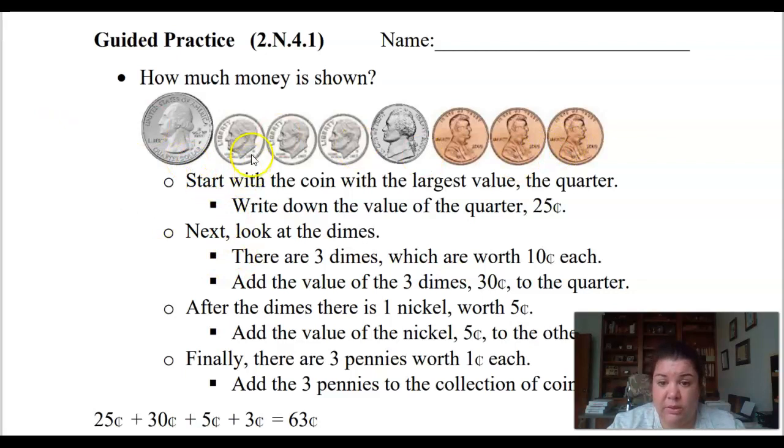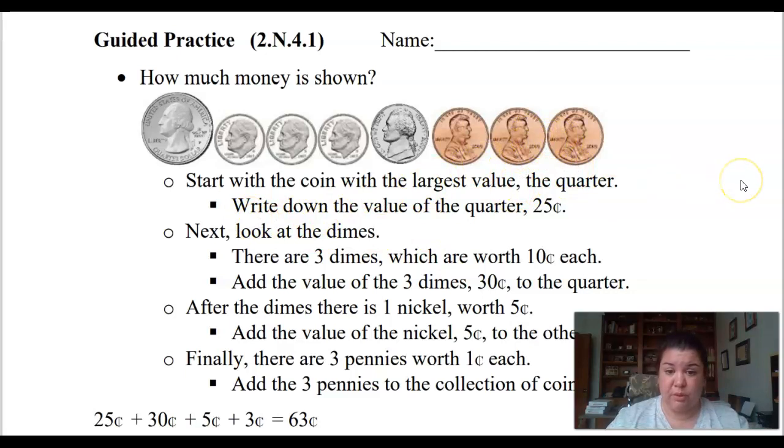So what is this here? A quarter. And we have 3 of the same. What are these little small ones? Dime. And then this one, nickel. And then the odd colored ones, those are pennies. We have 3 of them.